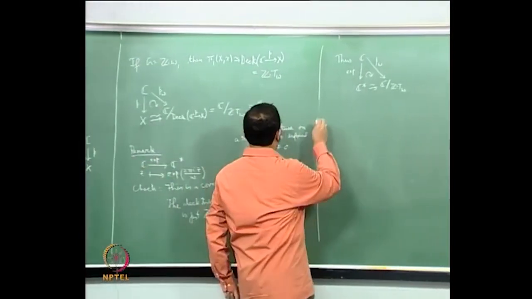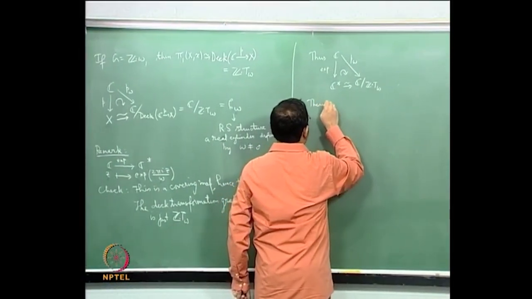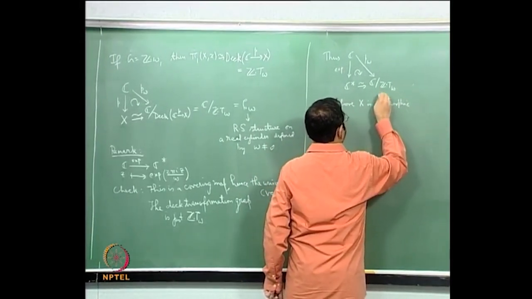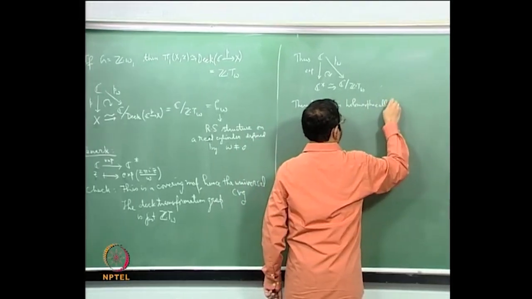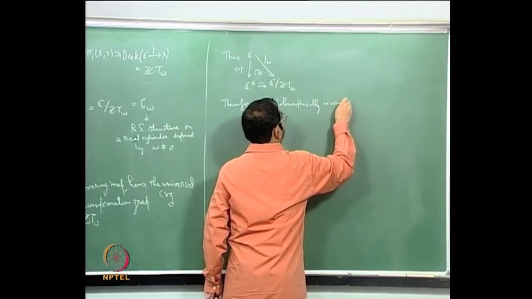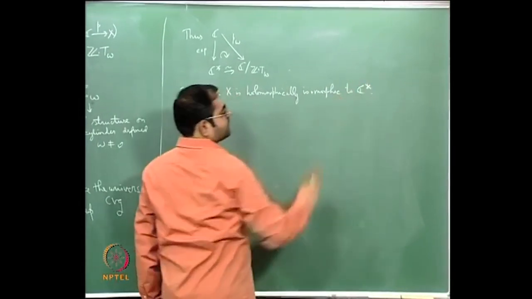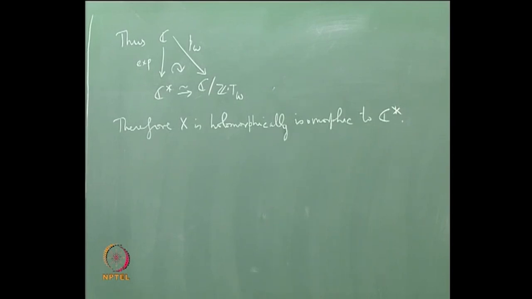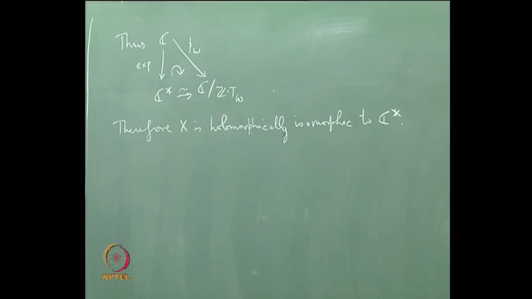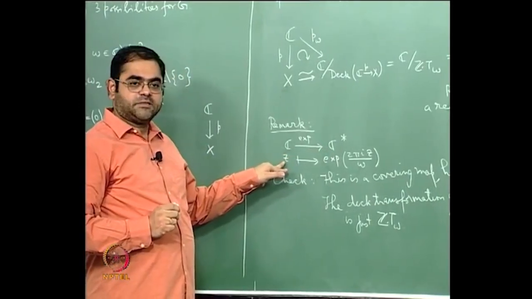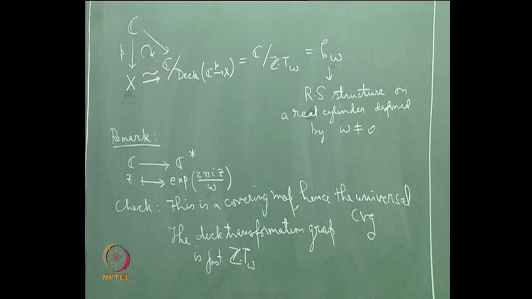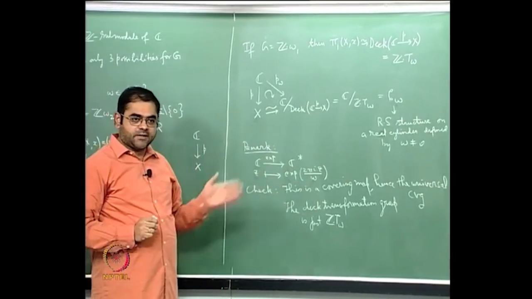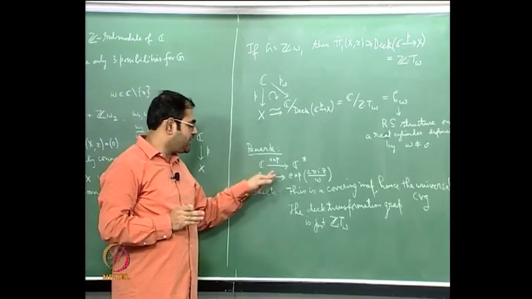Therefore X is biholomorphic, holomorphically isomorphic to C star. In fact I told you that you can scale this omega and make this map the exponential map, z going to e power 2 pi i z, which is what I gave as the canonical representative for the holomorphic isomorphism class of all these Riemann surfaces.